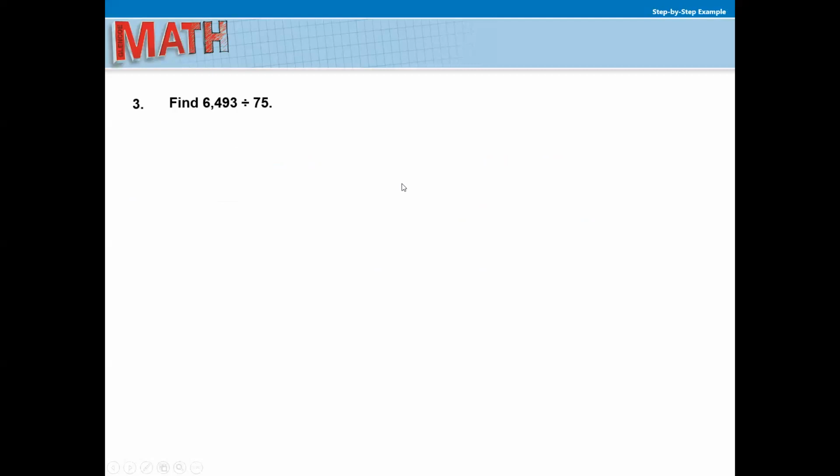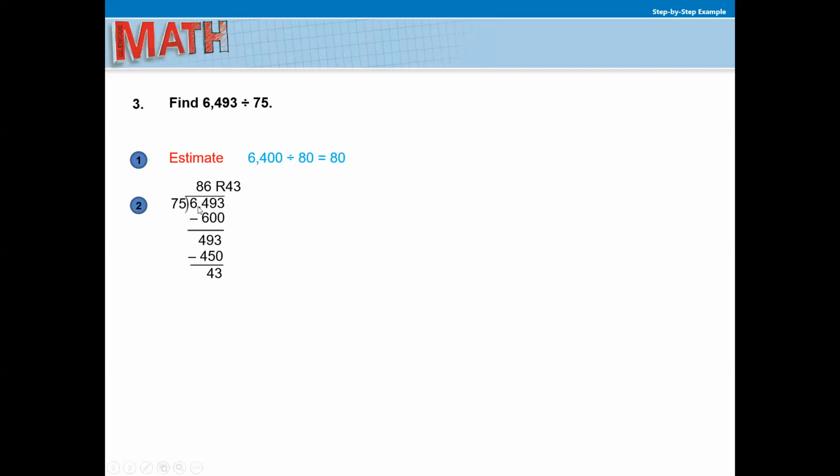Number 3, find 6,493 divided by 75. Estimate 6,400 divided by 80. So they rounded down a little bit here and rounded up there. It looks like they're going for compatible numbers. If you think of your 8 times tables, we know that 8 times 8 is 64. So they chose to go to a compatible number. That's why they chose these numbers for their estimation.